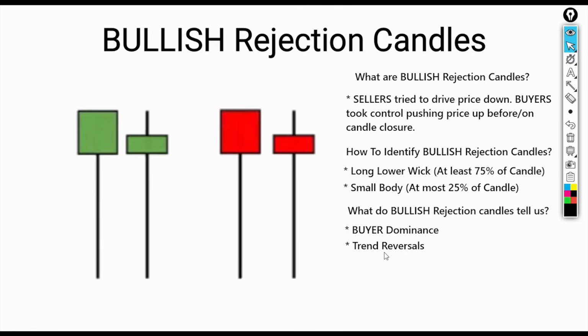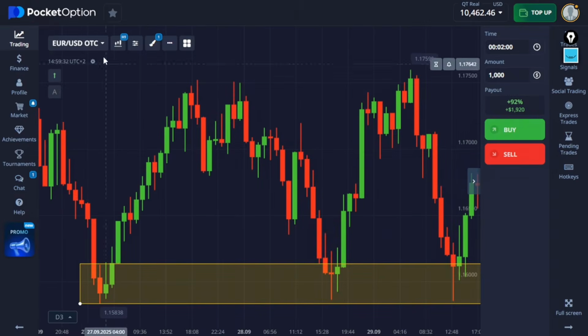Let's take a look at an example. Right now, we're looking at Euro USD on the hourly time frame. Now, I've gone ahead and marked out this yellow support zone right here. And this here is a high probability zone. The odds are that if price comes down into the zone, it is very likely to respect it and reject off of it. And that's exactly what happened right here.